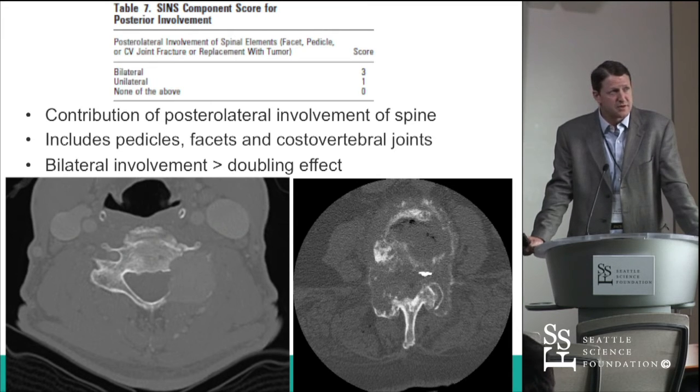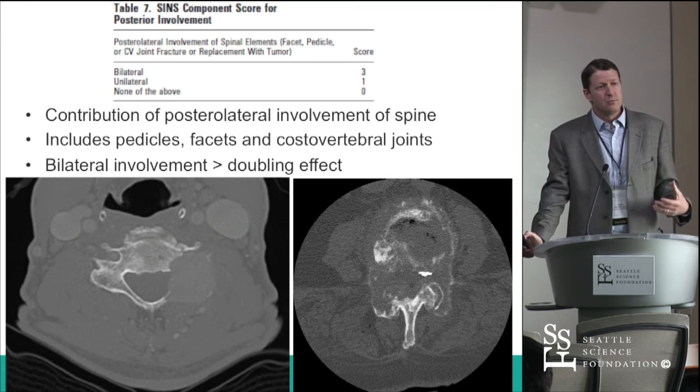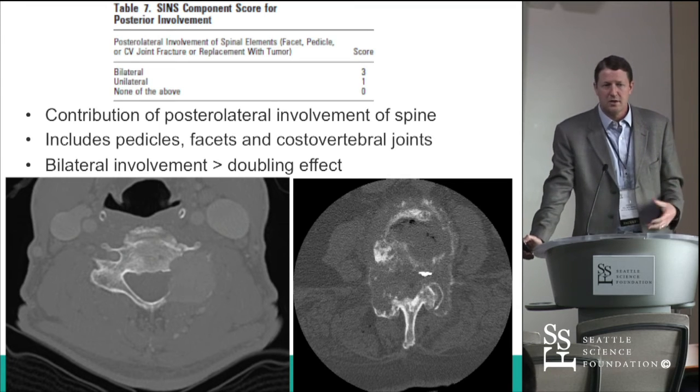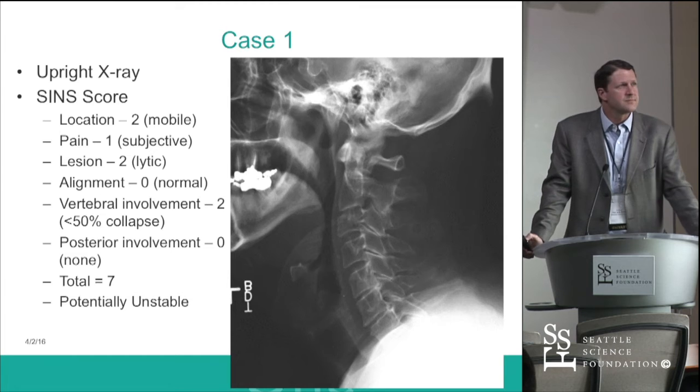It's when you lose both of those joints, which, if you remember, this one on the right is our case example from number 2, that they start having significant involvement. And this group decided that this bilateral involvement was actually more than a doubling effect, so they went from 1 to 3 in terms of scoring there.